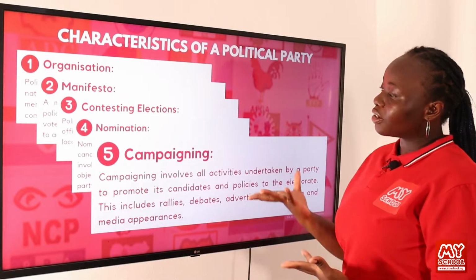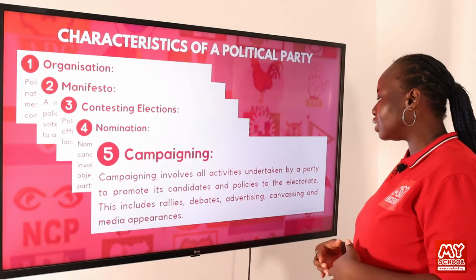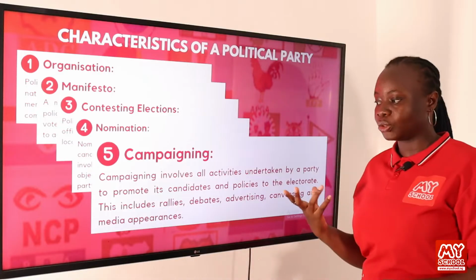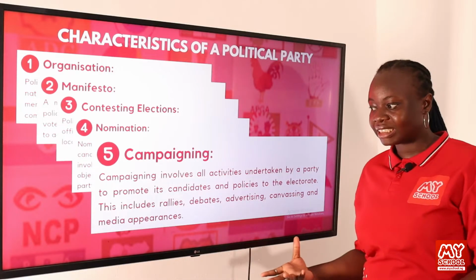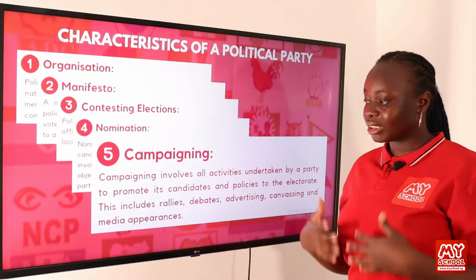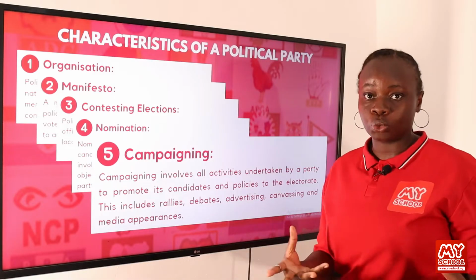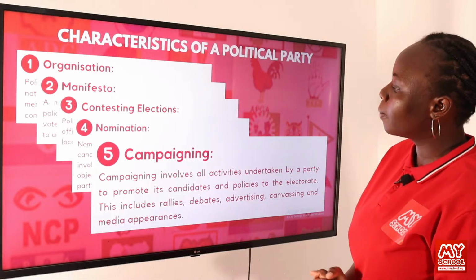All right, another characteristic of a political party is campaigning. Campaigning involves all activities undertaken by a party to promote its candidates and policies to the electorate, and this can include rallies, debates, advertising, canvassing, and media appearances. So basically those things that a political party does in order to make themselves known to the electorate. Now let's move on to another characteristic.